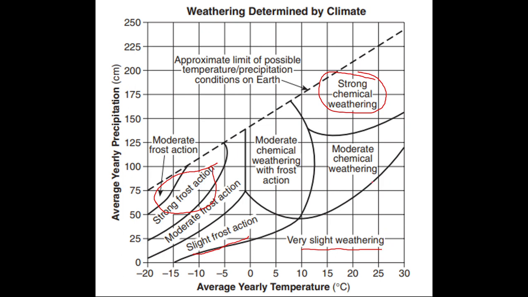Okay, again, this is a graph that we are most likely going to be taking a look at a later time, and you might see it with questions, and all you'll have to do is identify the type of weathering that is most likely going to occur.